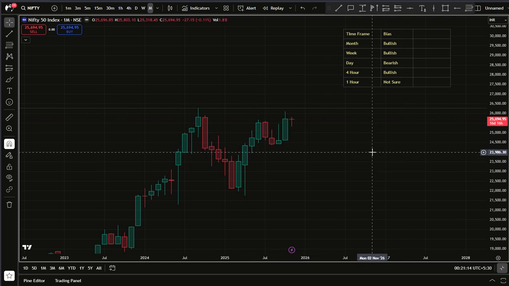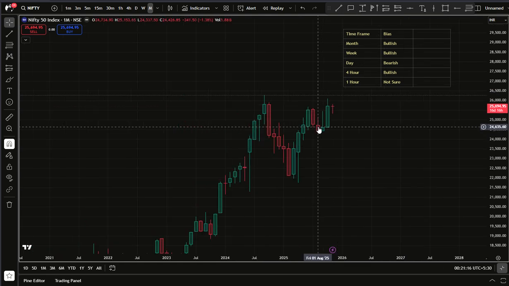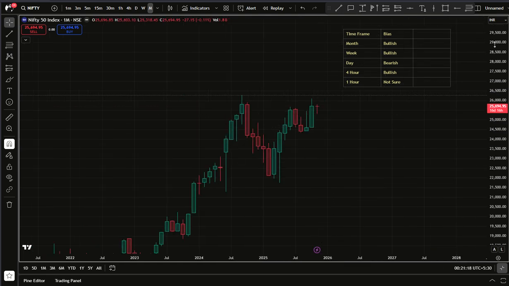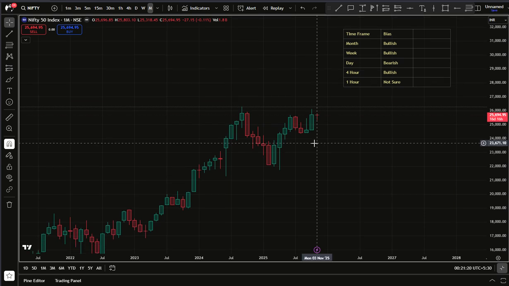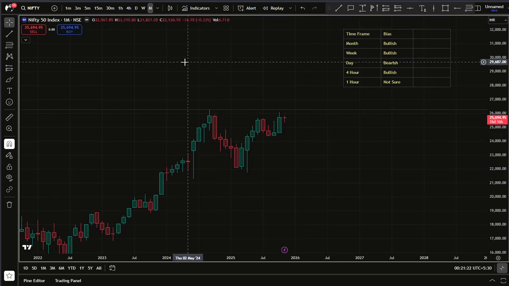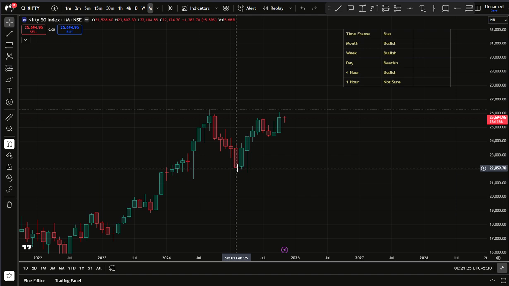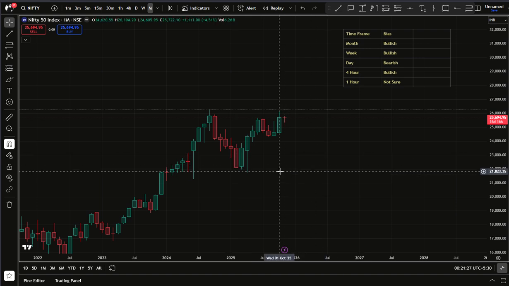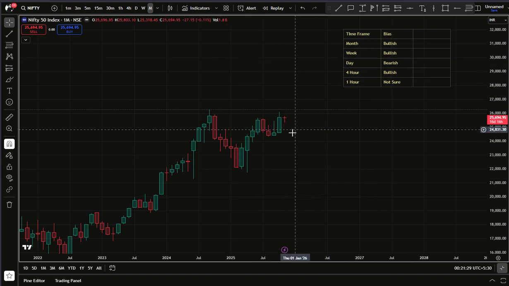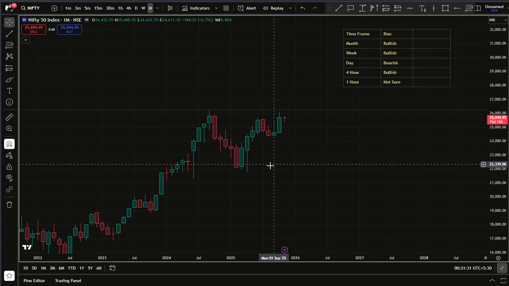Welcome to another episode of pre-market analysis of Nifty, where we try to find where buyers and sellers are on a chart. This is Nifty on the monthly time frame. The bias is bullish.